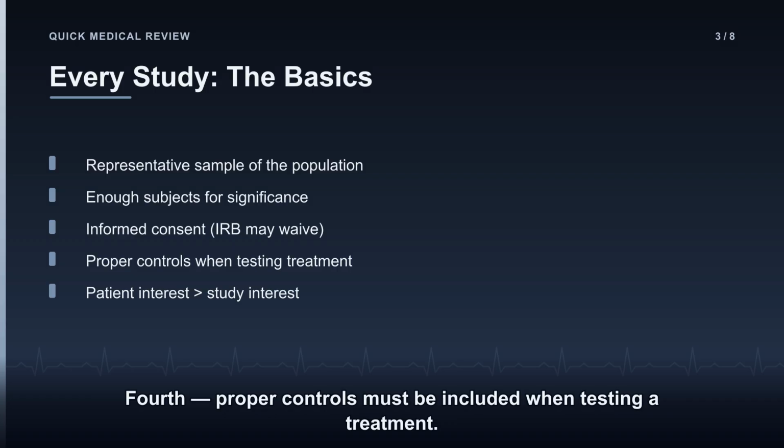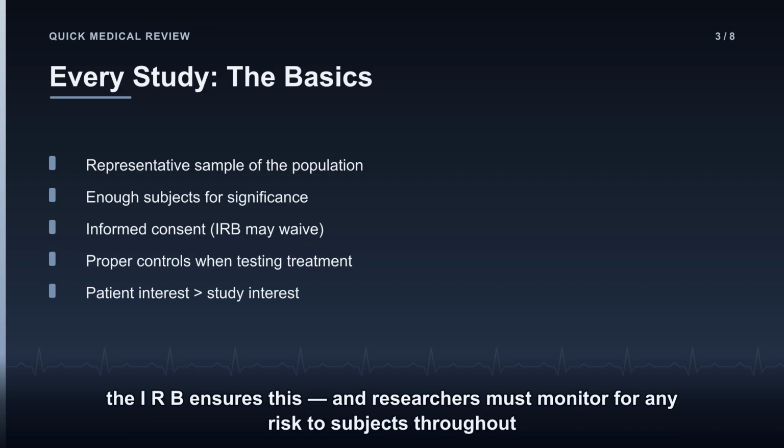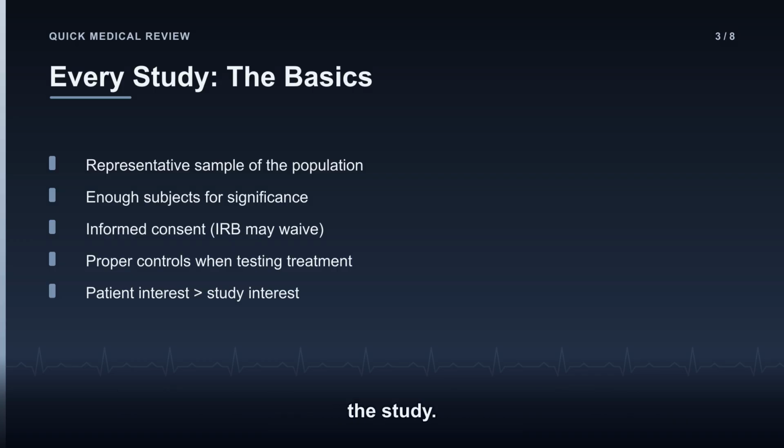Fourth, proper controls must be included when testing a treatment. And fifth, patient interests always take priority over study interests. The IRB ensures this, and researchers must monitor for any risk to subjects throughout the study.